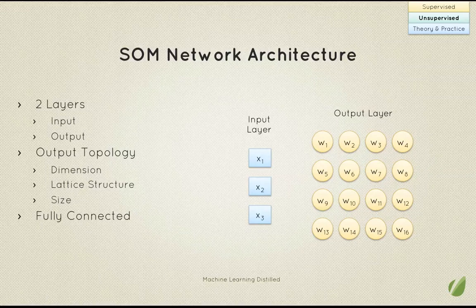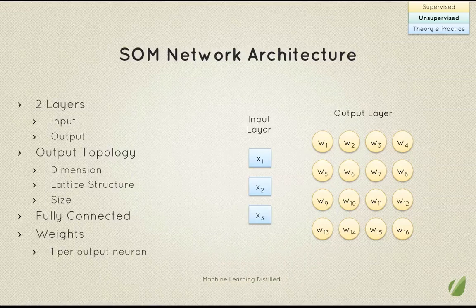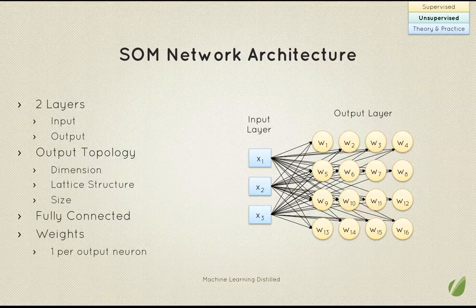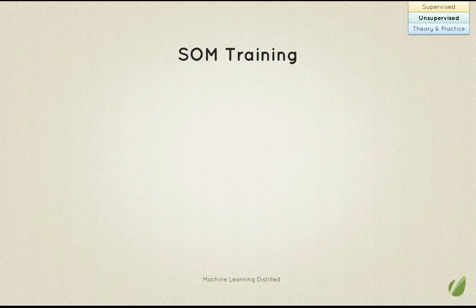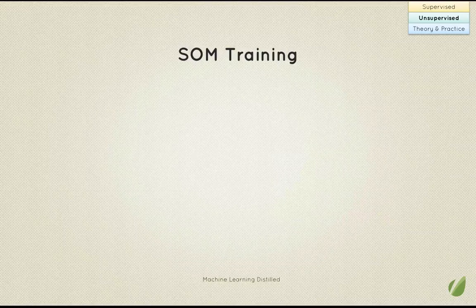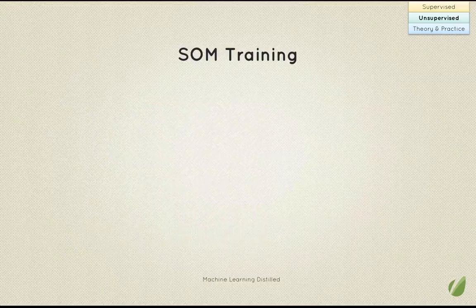The self-organizing map is fully connected. That means every input layer neuron is connected to every output layer neuron. And along all these lines, we have one weight per output neuron. All these weights are initially random. The primary thing that we have to do with the self-organizing map is train it. That is, create it so that we can see this mapping from high-D space to low-D space.